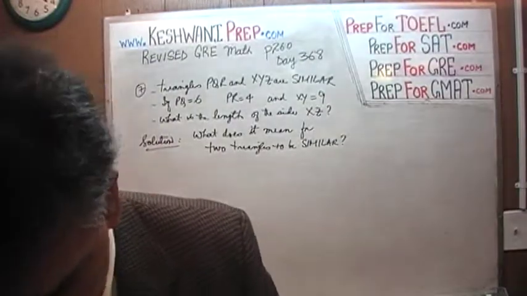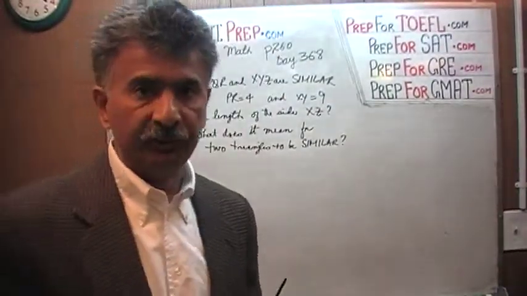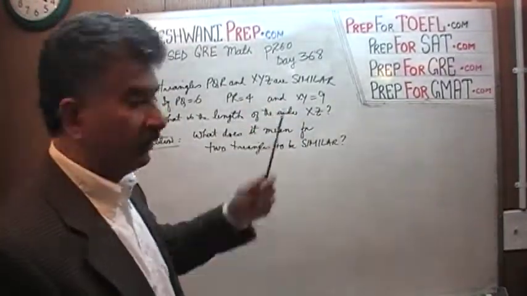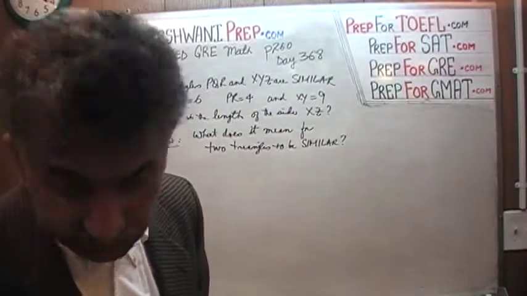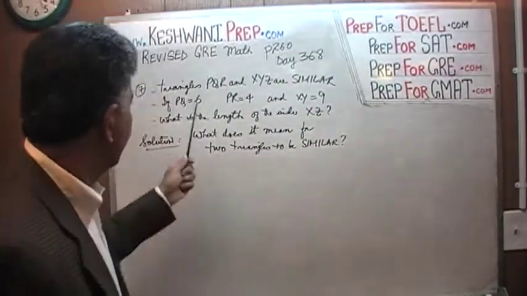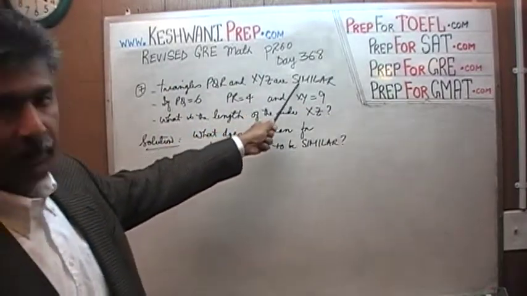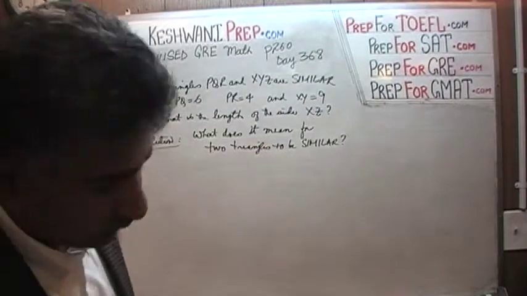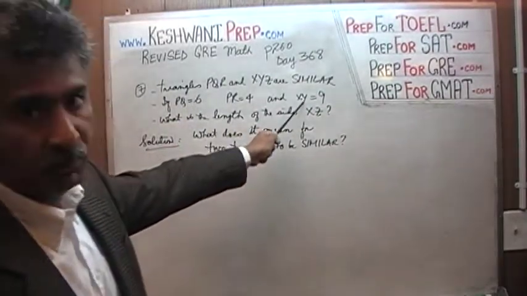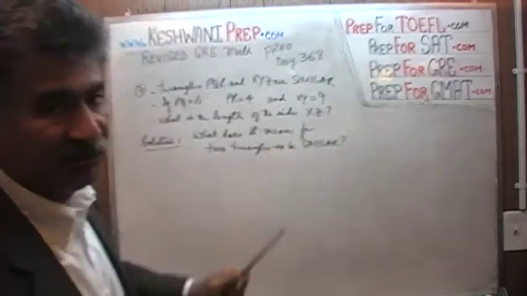The problem that we are about to solve is the one that you will find on page number 260. Please turn to it. Page number 260, and today is our lesson number 368. Problem number 7 is what we are about to work on. It says triangles PQR and XYZ are similar, with PQ equal to 6, PR equal to 4, and XY equal to 9. The question simply is, what's the length of the side XZ?